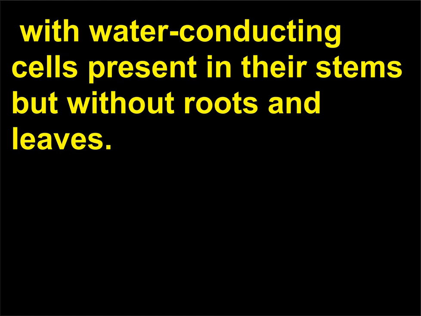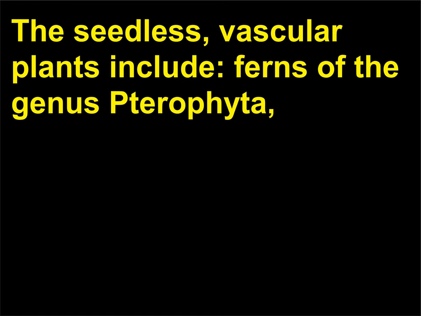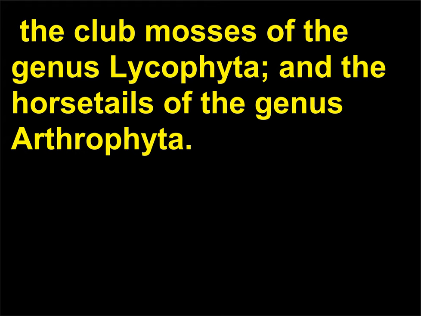What are the four groups of seedless, vascular plants? The seedless, vascular plants include ferns of the genus Pterophyta, which is the largest group, the whisk ferns of the genus Xylophyta, the club mosses of the genus Lycophyta, and the horsetails of the genus Arthrophyta.